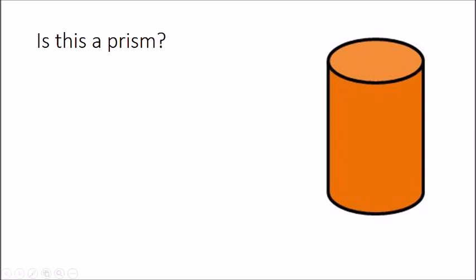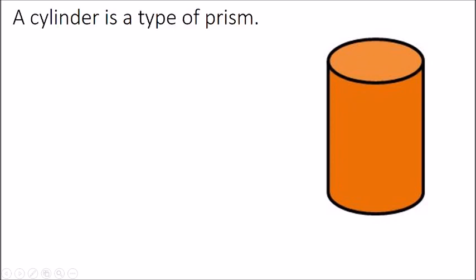Okay, so we've got a cylinder. Is this a prism? Well, yes it is. It is a cylinder, but a cylinder is a type of prism. We know it's a type of prism because it's got that same cross-section all the way through. So the cross-section is a circle. No matter where you chop that cylinder, it would still have that circular cross-section in the same shape and size.